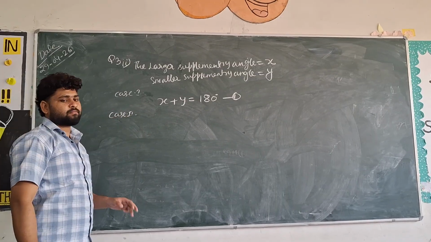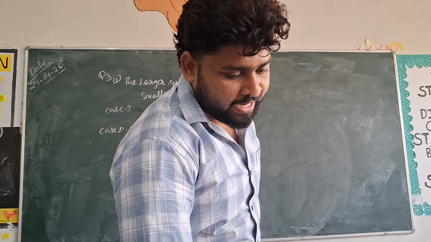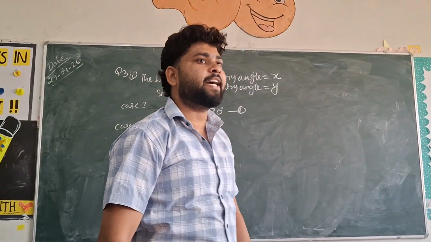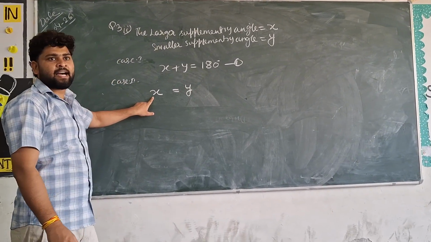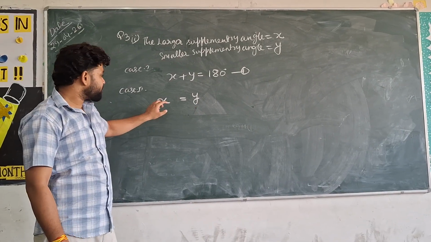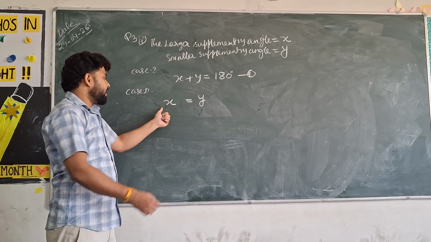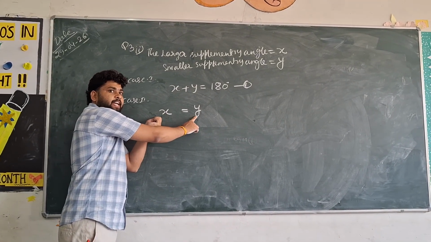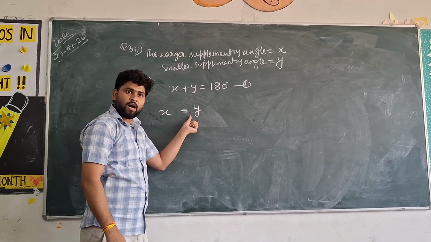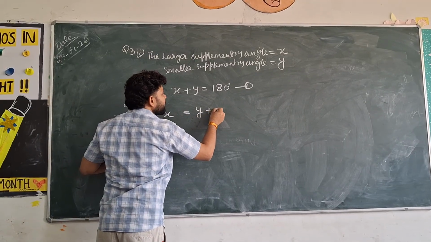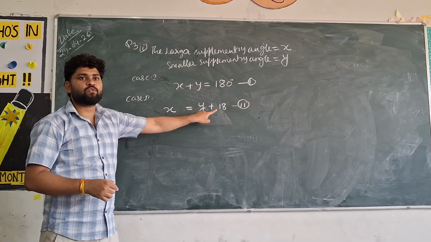According to case 2, what is case 2 saying? Case 2 says the larger angle exceeds the smaller by 18 degrees. So x is larger and y is smaller, and x exceeds y by 18 degrees. Either we subtract 18 degrees from x to make them equal, or we add 18 degrees to y. So x equals y plus 18. Equation number 2.